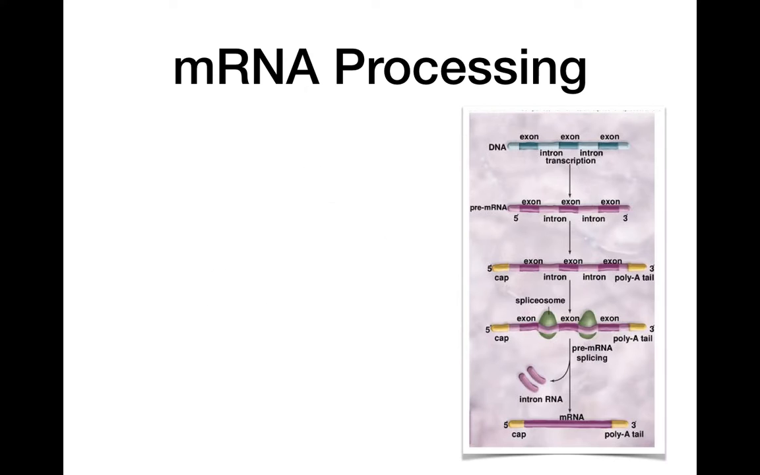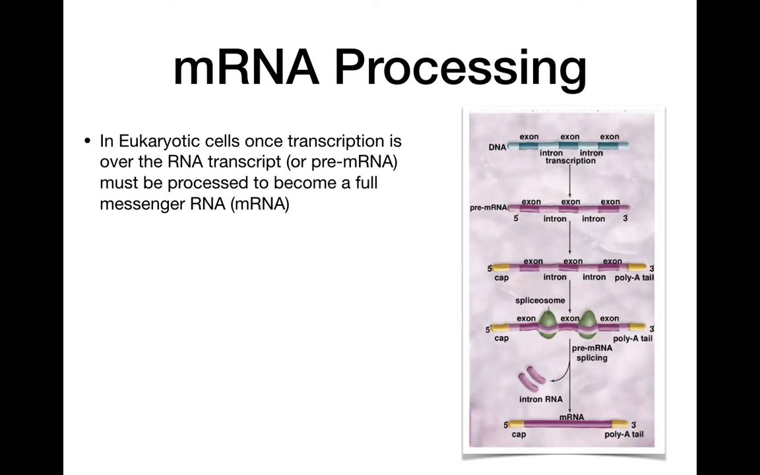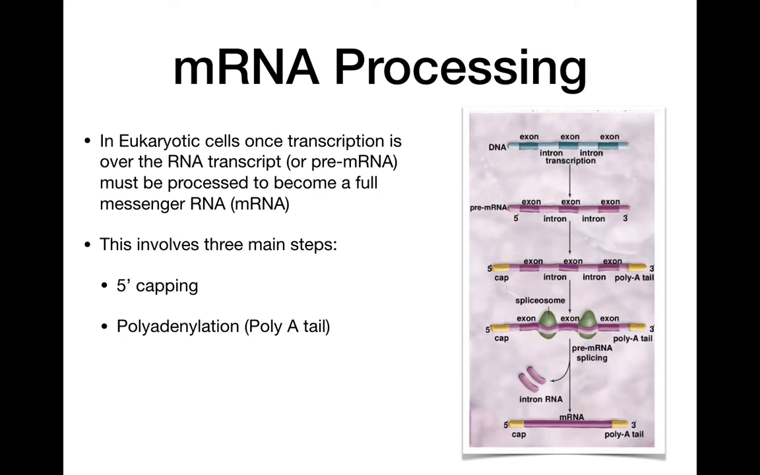Okay, let's continue talking about mRNA processing. So once we have transcribed the gene, we're not actually done. Technically, after the gene has been transcribed, it's not really a messenger RNA yet. It's what we call a pre-mRNA, or the RNA transcript. And it has to be processed to become a fully ready-to-go messenger RNA. So there are 3 steps to this process: 5' capping, polyadenylation, also known as adding the poly A tail, and splicing.